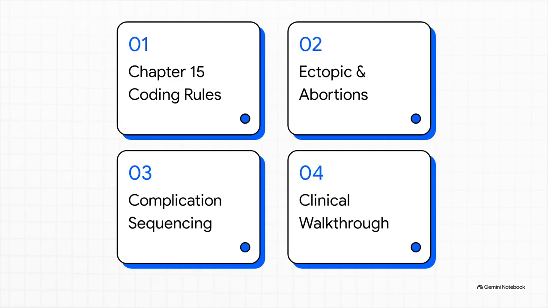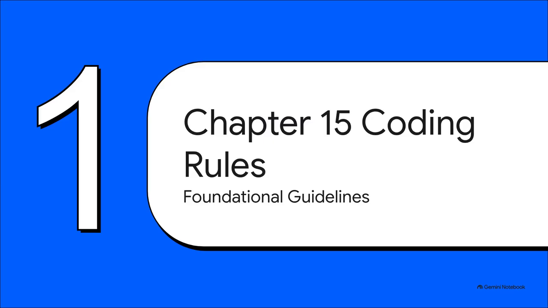So, our agenda for today: first, we'll hit the general Chapter 15 coding rules. Then, we'll move on to ectopic and abortive outcomes, followed by post-abortion complication sequencing, and wrap it all up with a real-world clinical case walkthrough. All right, Section 1, Chapter 15 Coding Rules. Let's lay down the absolute baseline.